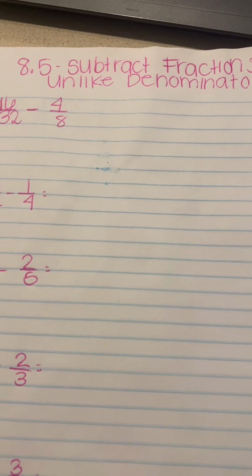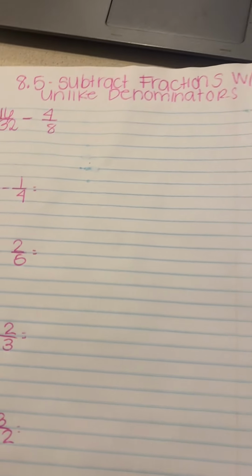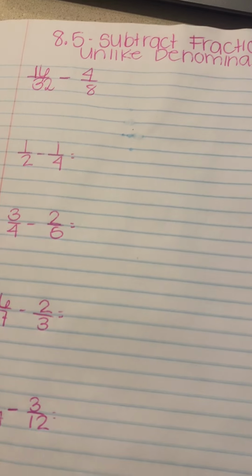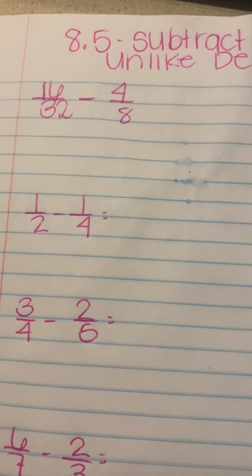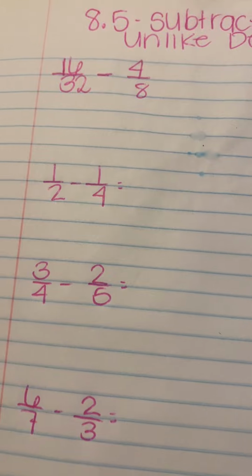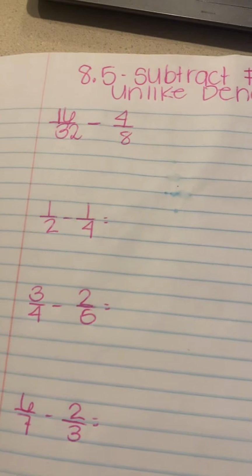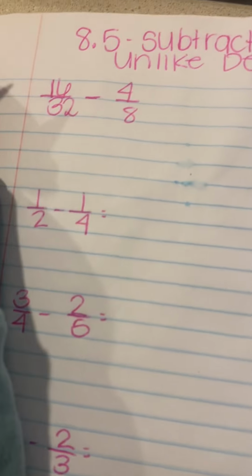Hi everyone, today's lesson is 8/5: subtract fractions with unlike denominators. It's very, very similar to what you did yesterday, except it is subtracting. So the first thing that you need to do is line up your fractions vertically.